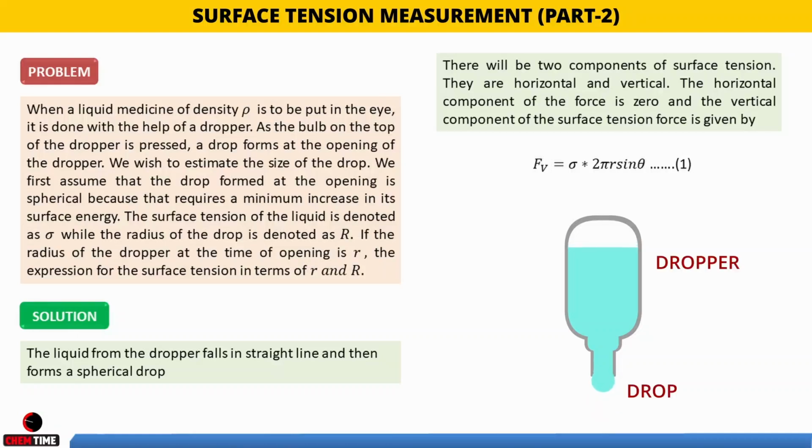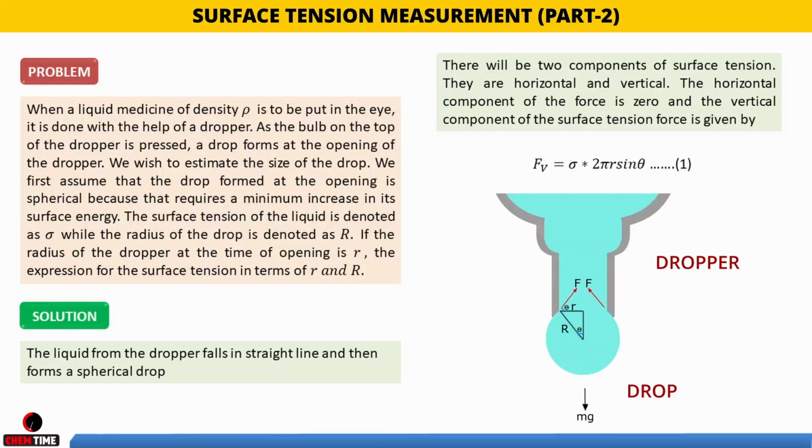Now, this is the dropper and this is the drop. The dropper will have a radius of small r and the drop will have a radius of capital R, and this small r is much smaller than the capital R. Now, as the liquid falls from the dropper, it travels in the form of a straight line and then becomes spherical.